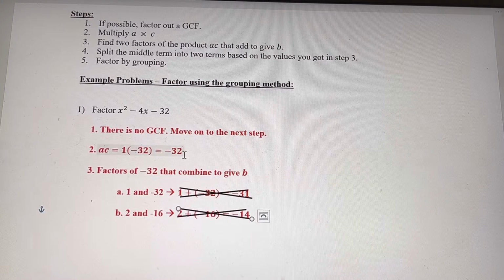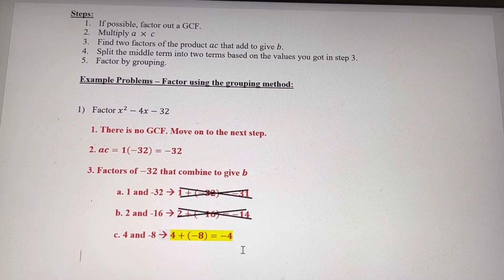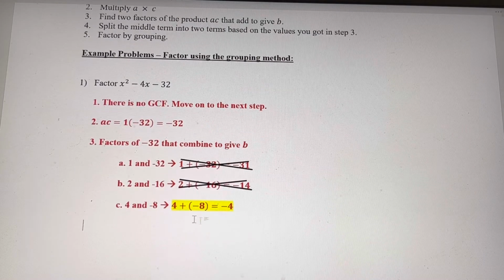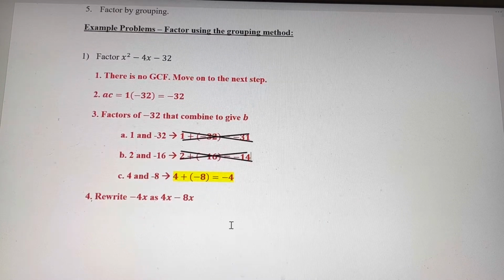32 is not divisible by 3, so I can skip that. Let's go to 4. So 4 and negative 8. When I combine those two, notice I get that negative 4 that I want to match. So this is going to be the pair of factors that I'm going to use. Now I want to break this negative 4x into two different terms using these two values, 4 and negative 8. So I'm going to rewrite that negative 4x as positive 4x minus 8x. This is what I'm going to use in the middle here.